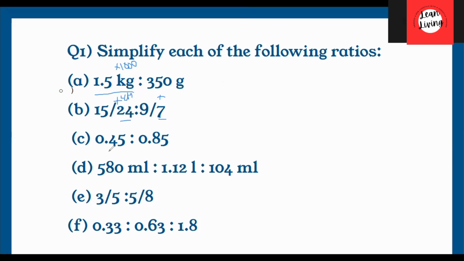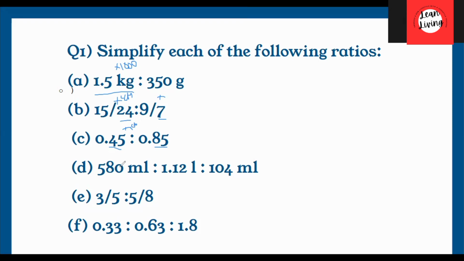Fine. Over here, for part C, we have 0.45 and 0.85. Always remember when you are simplifying a ratio and there is a decimal in it, remove it out. Here you have to move two decimal places. Same goes for this side as well. So you will multiply with 100.